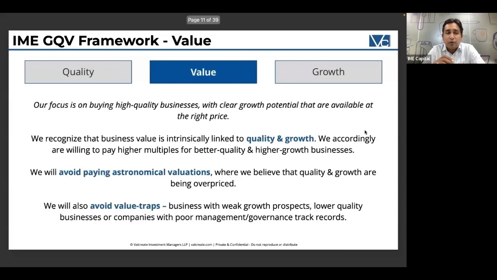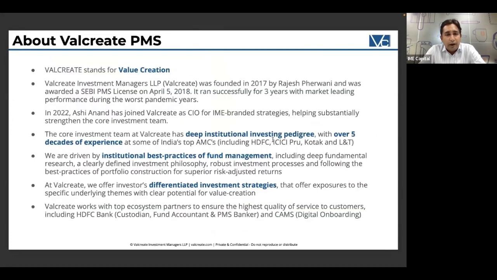Lastly, while we're seeking to buy high quality businesses with clear growth potential, we want to ensure that they are available at the right price. So we recognize that business value is intrinsically linked to quality and growth, and we will accordingly be willing to pay higher multiples. Now, a bit about ValCreate PMS.